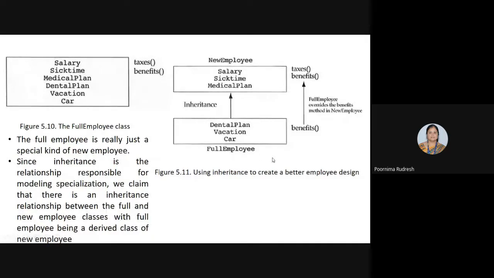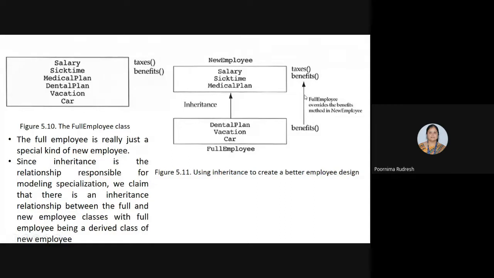So that needs to be included in this, right? Hence, here we are making use of the overriding property. The benefits method overrides the benefits method of the new employee class, and along with that, it adds the code related to dental plan, vacation, and car. So this is the inheritance relationship. Full employee inherits from the new employee, and the benefit method of full employee overrides the benefit method of new employee.